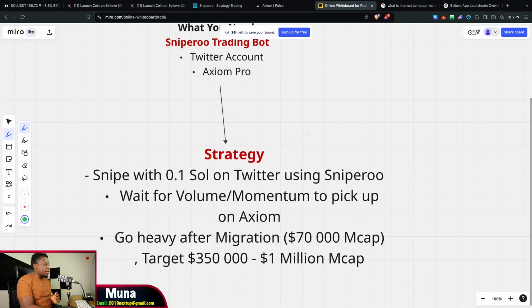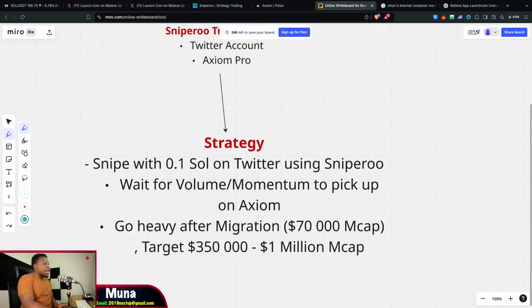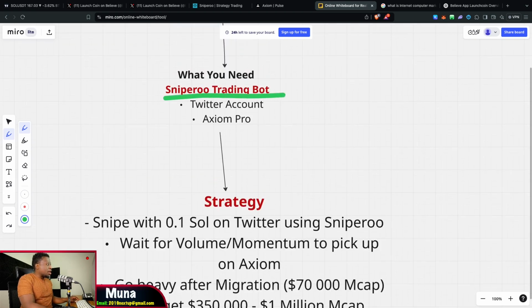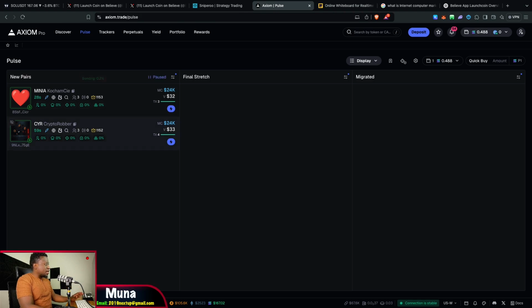Structure is very important. So basically, the overall strategy is you're going to decipher your 1 Solana into several parts. You're going to dissect your 1 Solana into 0.1 Solana. 0.1 Solana is what you're going to use to snipe via Twitter. So remember, in order for us to snipe via Twitter, we need this particular bot right over here, which I'm going to show you in a few seconds. Once you see something which can potentially do very well, you snipe 0.1 Solana via Sniperoo. You wait for it to pop up right over here, like these are popping up.